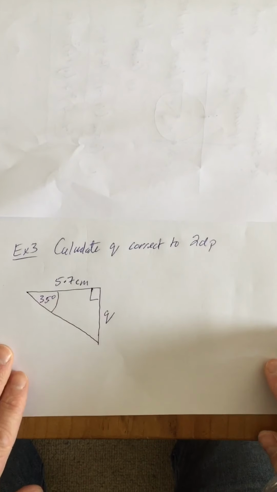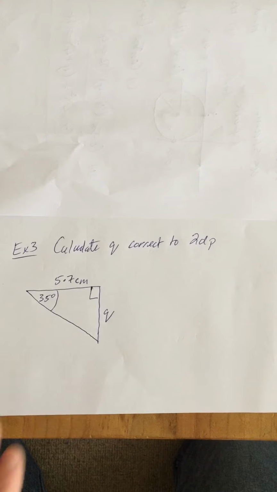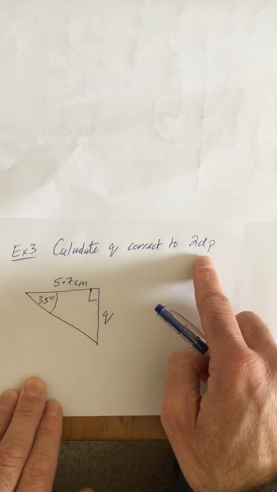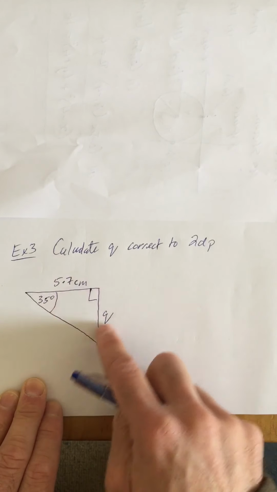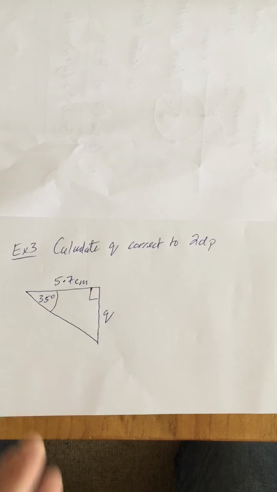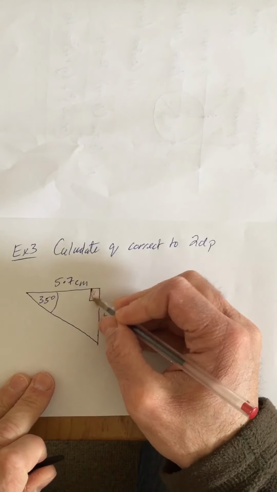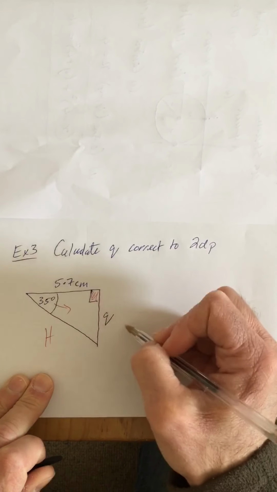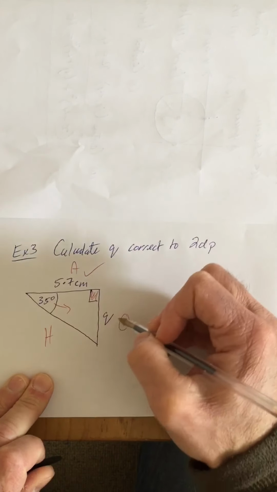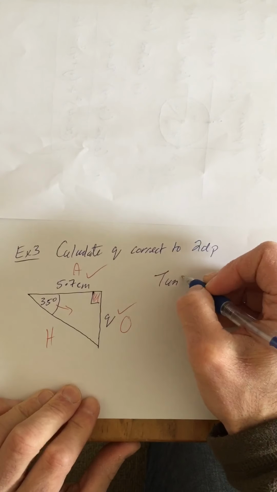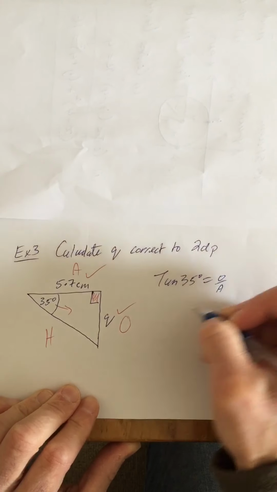One final example on this video. We have another triangle here, 35 degrees, 5.7 centimeters, and a Q, and we're asked to calculate Q correct to 2 decimal places. Again, we cannot use Pythagoras' theorem because we only know one side, but always ask yourself, because Pythagoras' theorem is easy if you can use it. I'm going to label this triangle. There's my right angle. This is H, this is O, and this is A. I know what A is, and I want to know what O is. Which ratio, sine, cos, or tan, has O and A in it? The answer is tan.